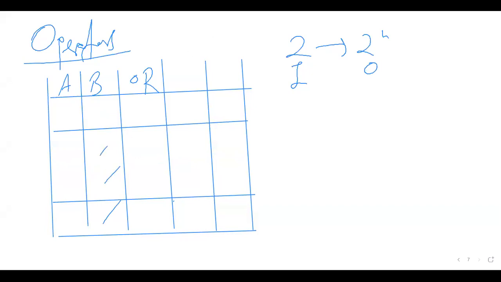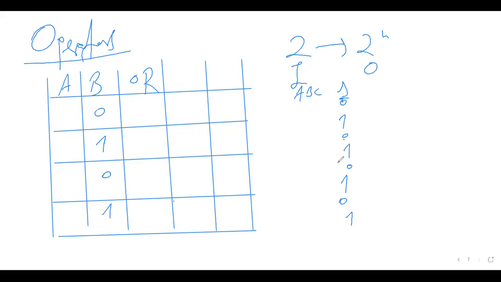The simple way is to do this. If you have 4 outputs, you go 0, 1, 0, 1. If you have 8 outputs, you go 0, 1, 0, 1, 0, 1, 0, 1 until you have 8 outputs. If you have 16, so if I have 4 inputs, A, B, C, D, the last input, D, goes 0, 1, 0, 1, 0, 1, 0, 1, 0, 1 until you reach 16.